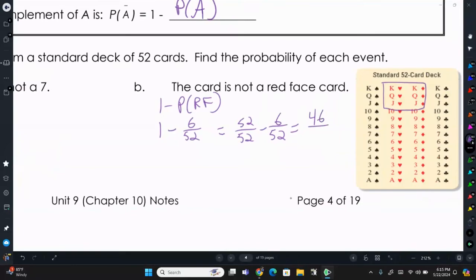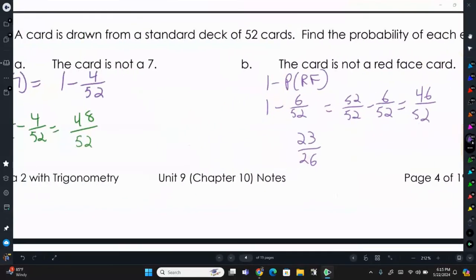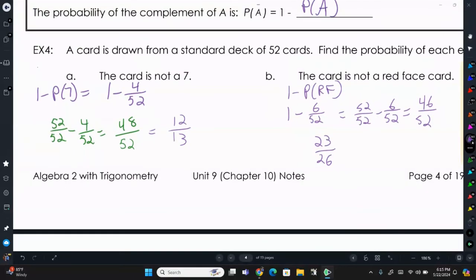46 over 52. And it just dawned on me that we did not reduce the fraction in the previous problem, so I will go and do that. This fraction is 23 over 26, and the other one, 48 over 52, is going to be 12 over 13. So using the complement does make things a little bit quicker in some instances.